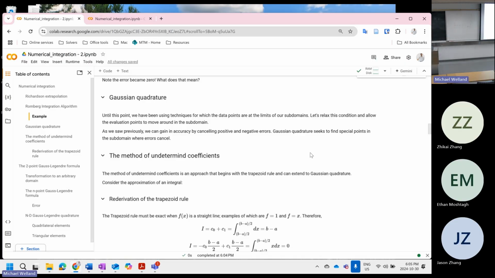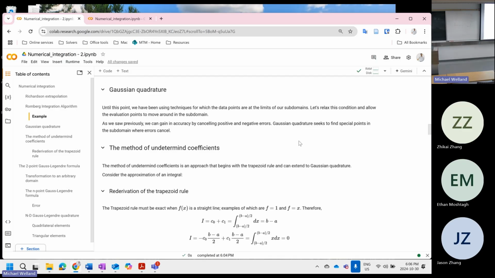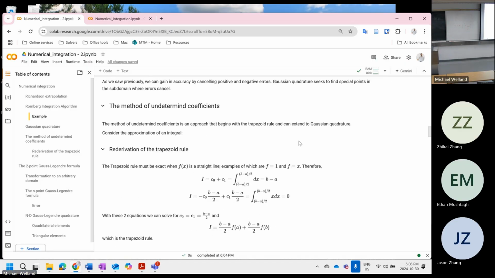Keep that in mind, and at the same time, remember that we can gain accuracy by canceling out the positives with the negatives, okay? This is the whole point behind Gaussian quadrature. What we're going to try and do is find magic points, called Gauss points, in the interval where we evaluate the function and it turns out to be the integral, which is pretty cool.